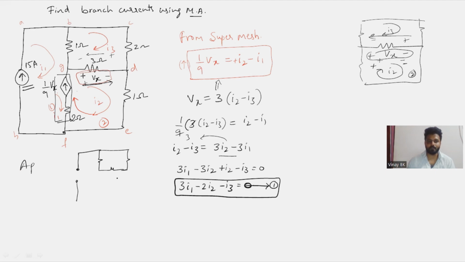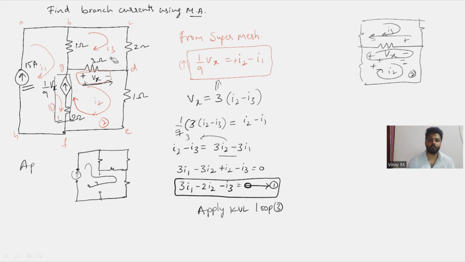If there is a current source, you cannot apply KVL to this current source. It will be open circuited like this, because you don't know the source value. There is a current source. So apply KVL to loop 3 here.